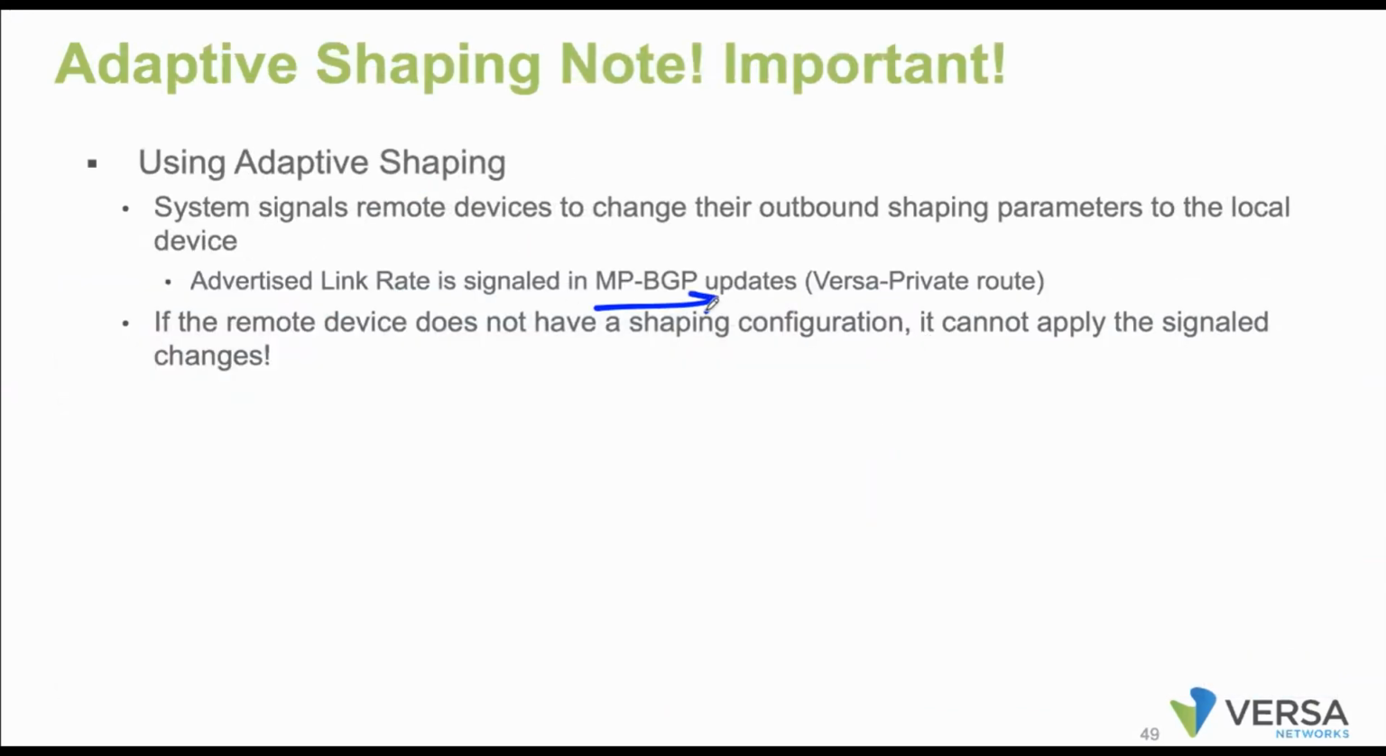Right, with the help of the MP-BGP updates, the ALR information as well as the percentage changes will be updated to the remote branches. And to be precise, it uses the VXLAN tunnel in order to advertise all this cost-related information.